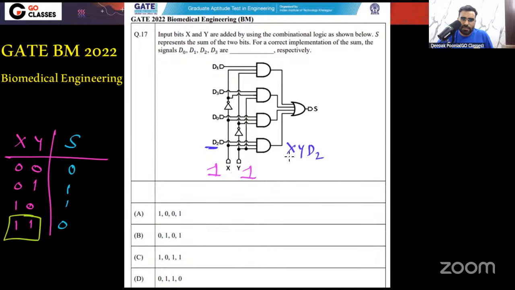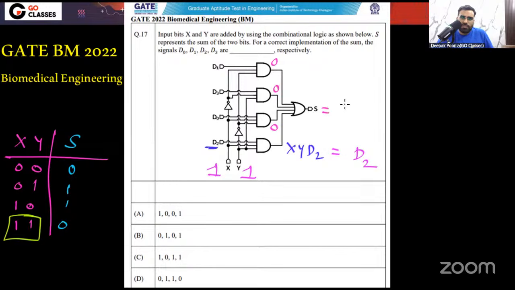Now in this case, this AND gate output will become XY, D2. So X and Y are 1, 1, so this will become D2. And the remaining AND gates, their output actually will become 0. You can check yourself. For the remaining AND gates, the output will become 0.